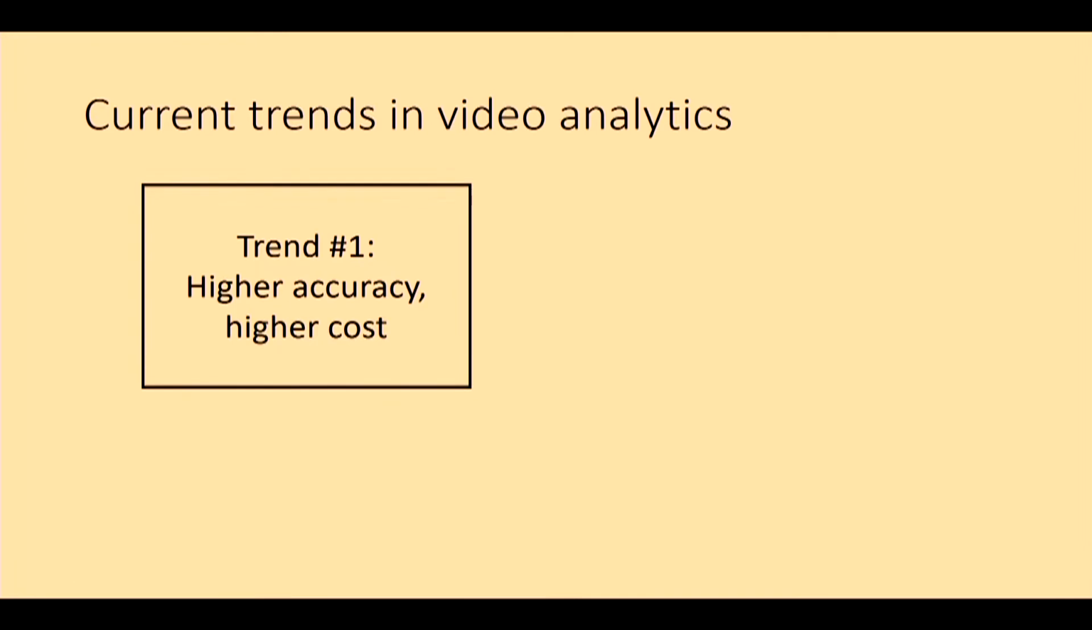So let's look at some current trends in video analytics these days. There is this quest towards getting higher accuracy. So think about the traffic control problem where you're trying to detect these objects or these cars on the street. So there's this quest to try to get higher and higher accuracy, but this comes with a higher cost.